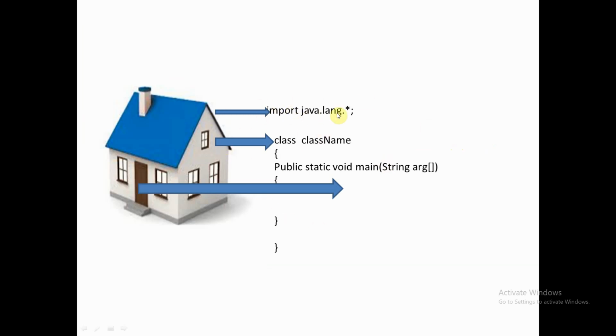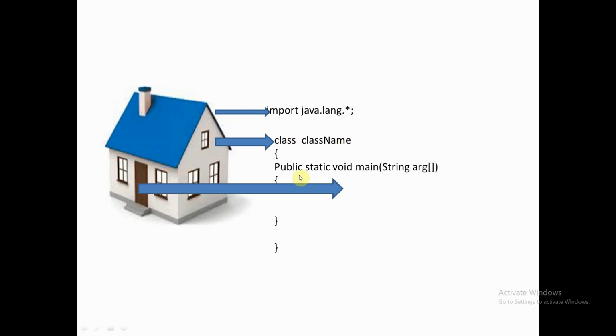So we'll say the header file is the roof. Just as the roof is important, the header file is also very important, and lang is our default package. The default package is not necessary to be included. But if you are using some other package like util or something else, you have to import it. Then like the walls of a house, we have the class.